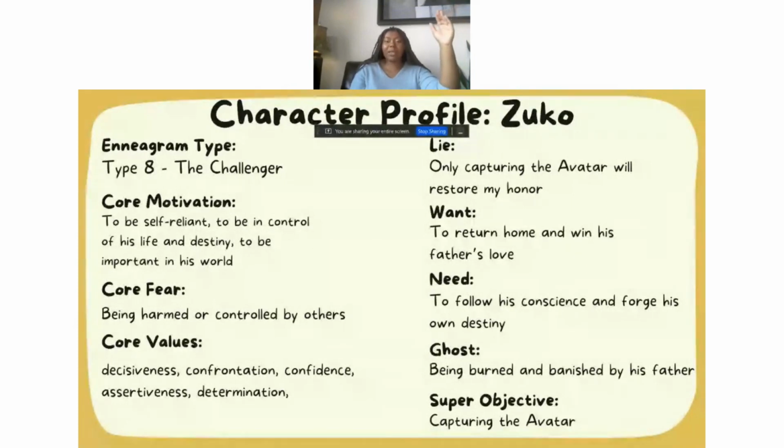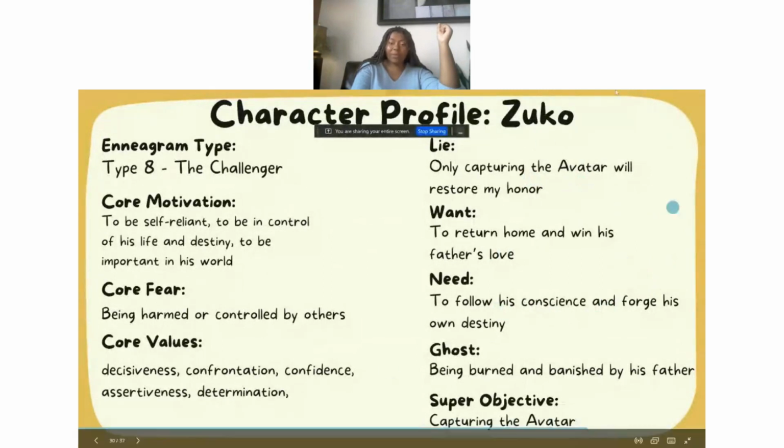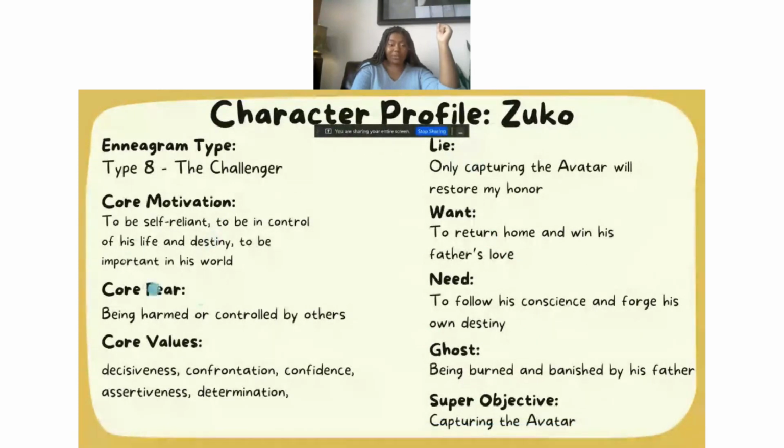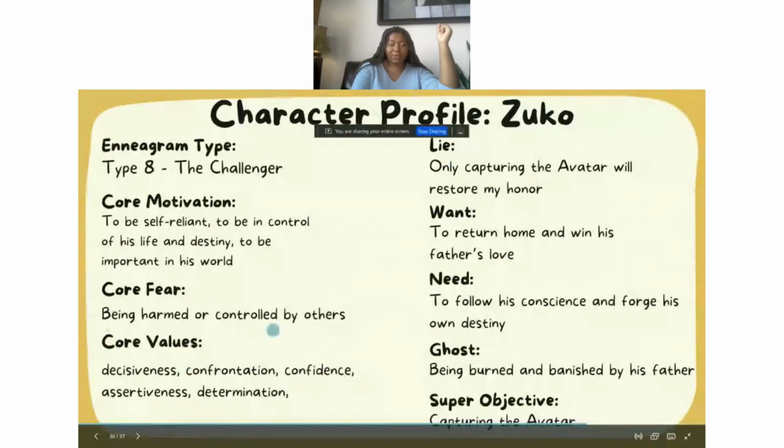Everything makes sense. You can see how his lie is directly caused by his ghost. We can see how his want is directly connected to his lie. We can see how his need is the opposite of his lie. And we can see how all the stuff on this side of the character profile is very much in line with his core motivation, his core fear, and his core values, right?